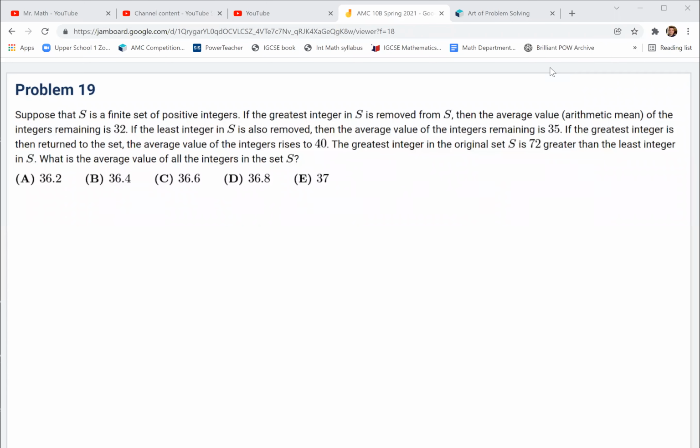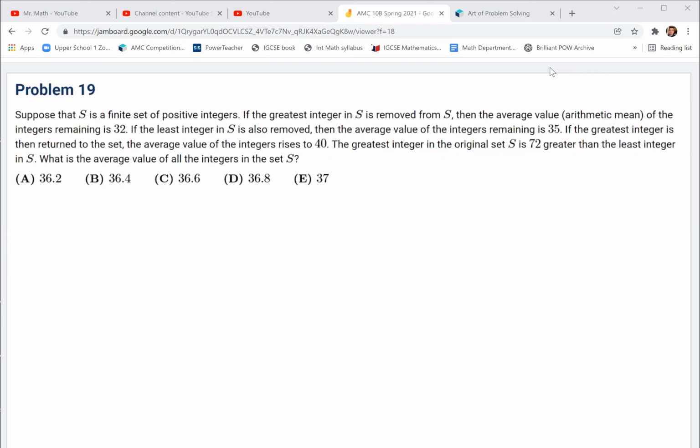All right. So in this video, I'm doing AMC 10B 2021 Spring, problem 19. Suppose that S is a finite set of positive integers. If the greatest integer in S is removed from S, the average value, arithmetic mean, of the integers remaining is 32. If the least integer in S is also removed, then the average value of the integers remaining is 35.